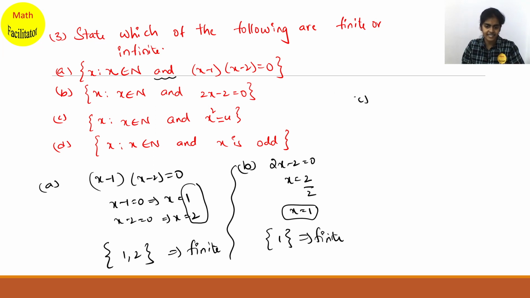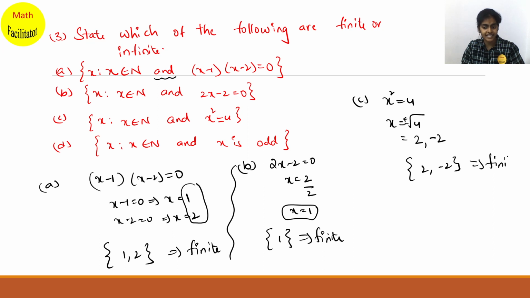So let us see the next one. C bit, x belongs to N and x square is equal to 4. If x square is 4, what is x? x is plus or minus root 4. Yes, or you can say x is plus 2 or minus 2. So how many elements do you have? You have 2 elements here also. So this is also a finite set.